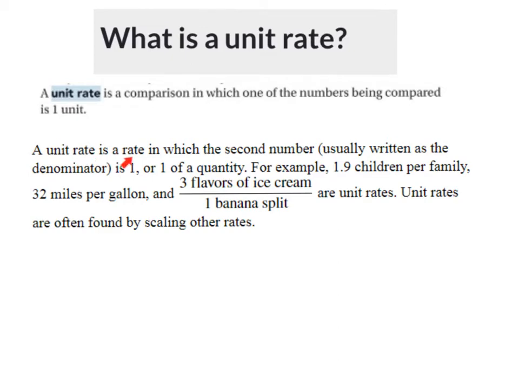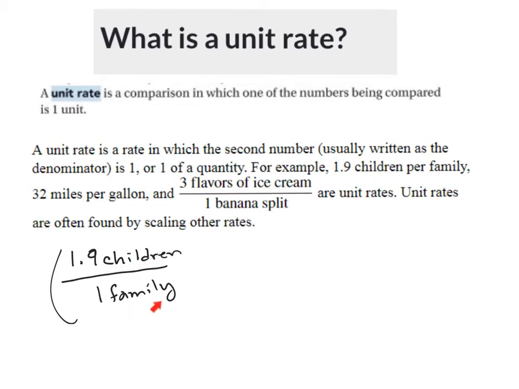A unit rate is a rate in which the second number, usually written as the denominator, is 1, or 1 of a quantity. For example, 1.9 children per family. So it would look like this: 1.9 children per family. One family. So this meets the definition. There's a 1 in the denominator, and the terms are usually different. Children to family. How many children per family? So that's a unit rate.